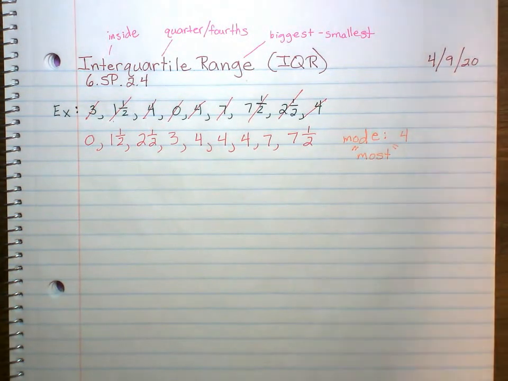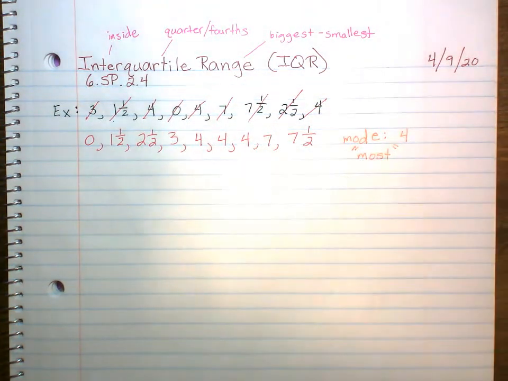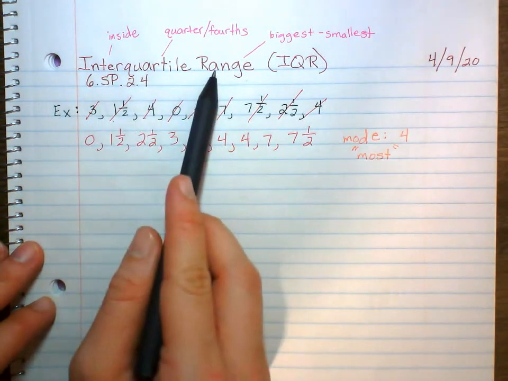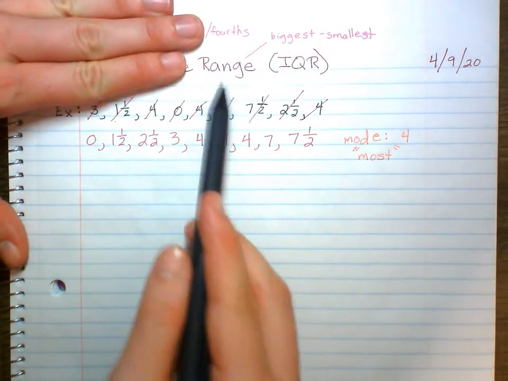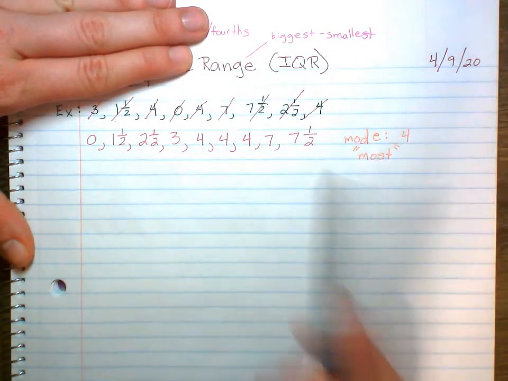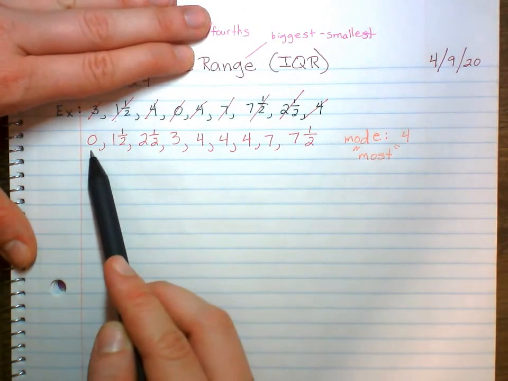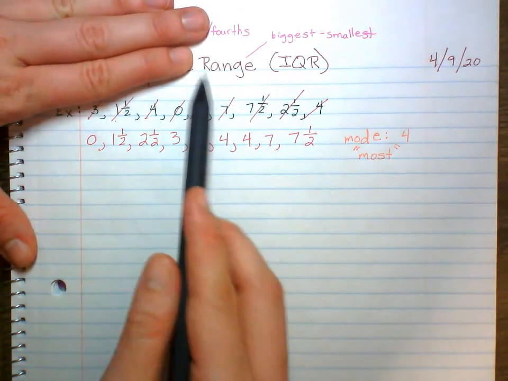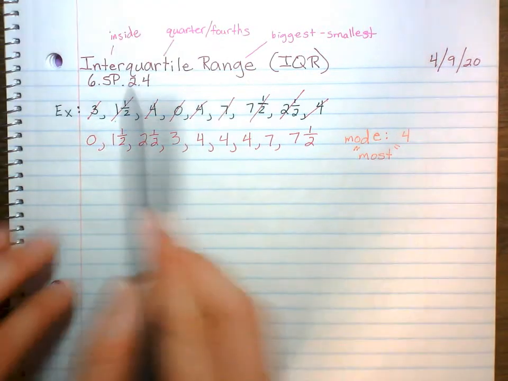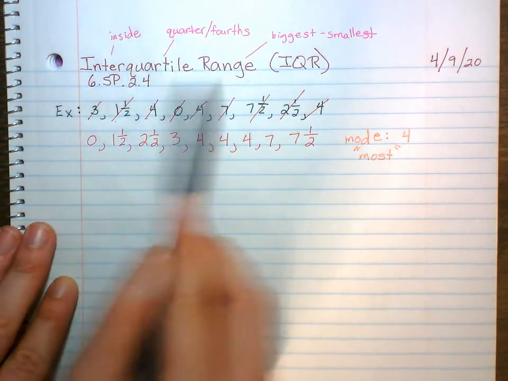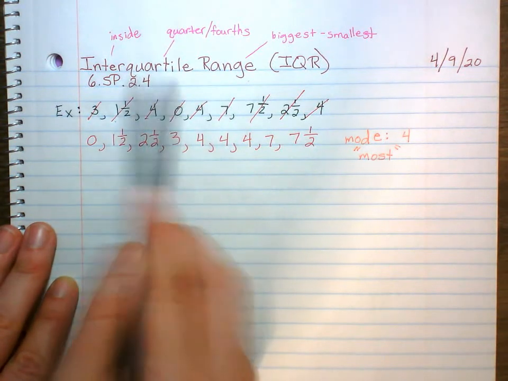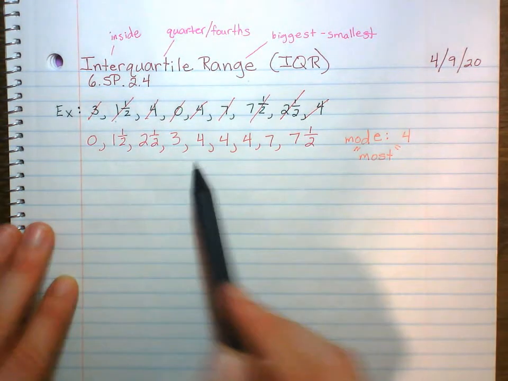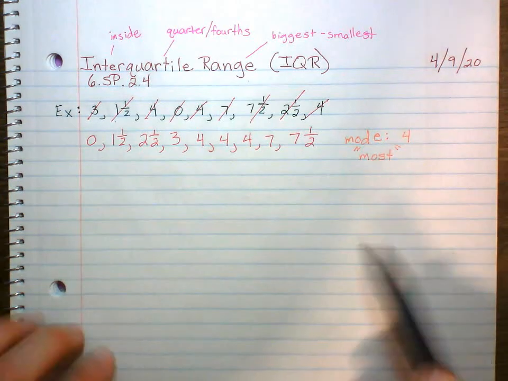That was just a little side task. Let's go back to what we're learning about, though. So, we said interquartile range. So they didn't ask us just for the range. If they said find the range, we would just do biggest minus smallest. We do 7.5 minus 0. Well, 7.5 minus 0, you're minusing nothing. So it's 7.5. So the range is 7.5. But it doesn't say find the range. It says interquartile range. Interquartile, quartile, quarters, fourths. We need to break this list of numbers into fourths, into 4 equal sections.